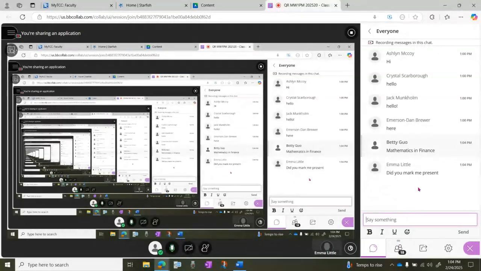The first section, 8.1, is about percent and its application in finance.